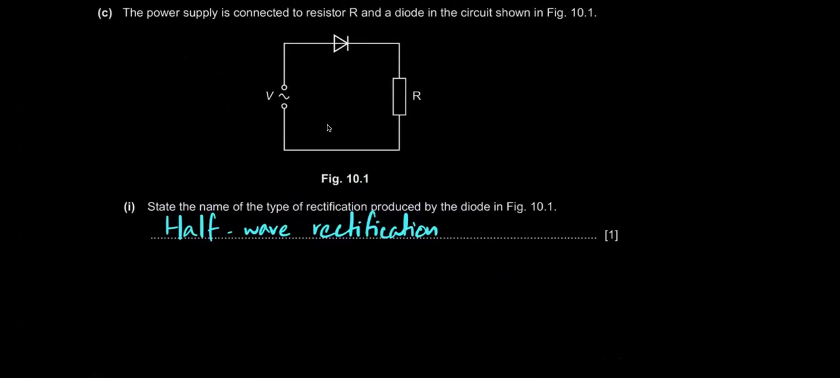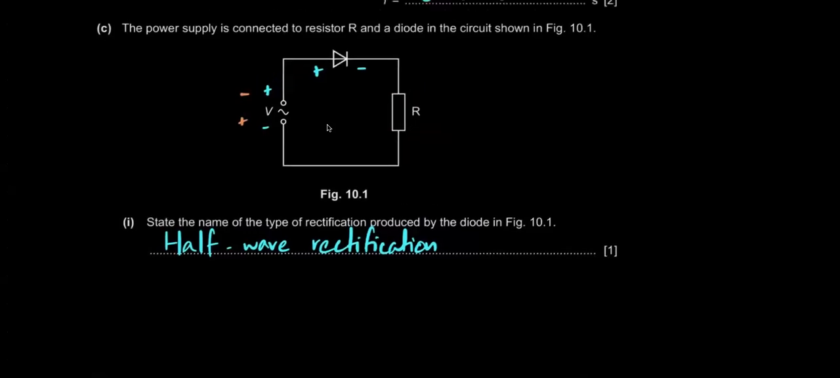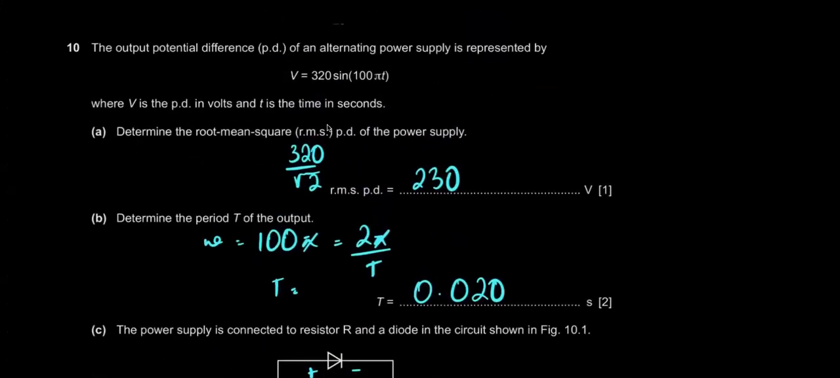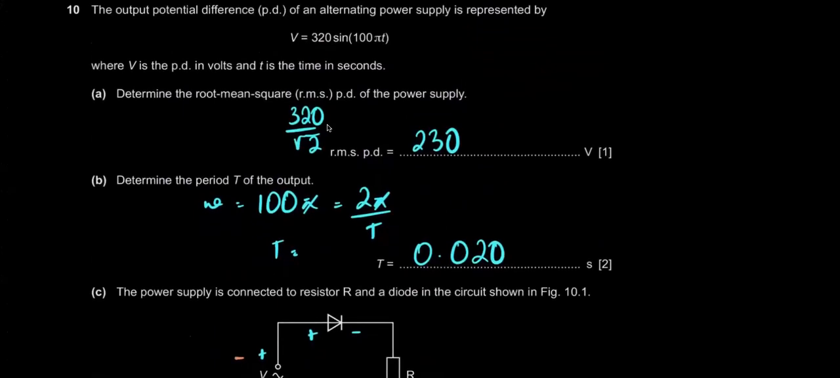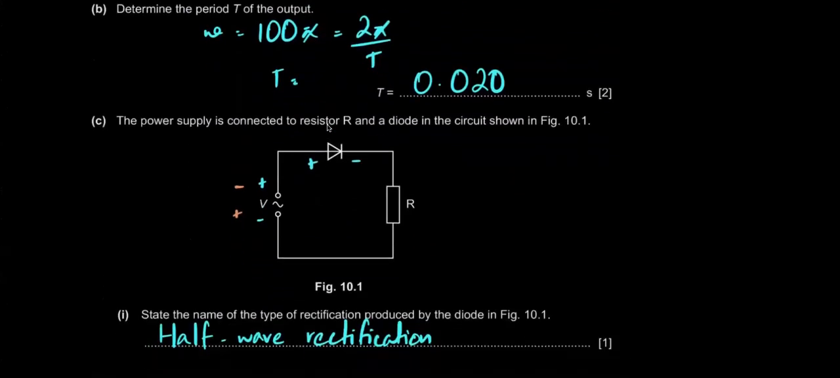So if this end is positive and this end is negative in this positive half cycle, this diode will conduct. But when this end becomes negative and this end becomes positive, the diode would not allow the current to flow. So then the voltage across the resistor simply becomes zero, right? So if we go back to the equation above, this is the peak voltage, this is the time period. So 0.02 seconds is your time period.